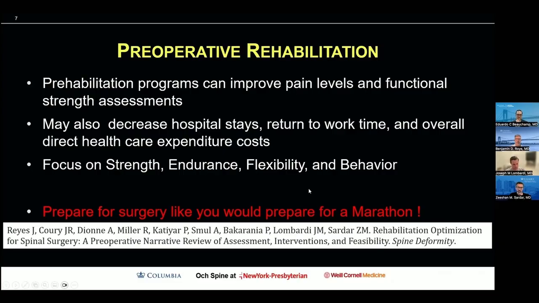This is what I tell all my patients: you have to prepare for surgery like you prepare for a marathon. We don't just get up and run a marathon the next day. You've got to prepare for it. So I try to get my patients to really get ready for this surgery for a few months, two to three months prior to having these huge surgeries.